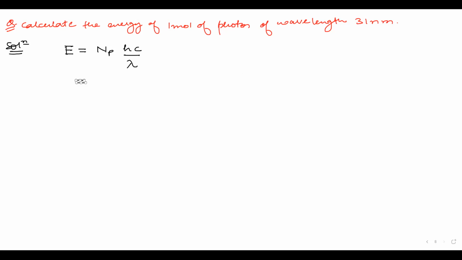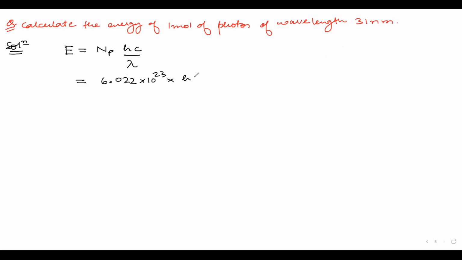Khalid says number of particles by Avogadro's number. Arre, it is a number, na? 1 dozen is how much? 12 bananas. So 1 mole is how much? 6.022 into 10 to the power 23, correct. Avogadro's number. Now you are speaking the right thing. 6.022 into 10 to the power 23.